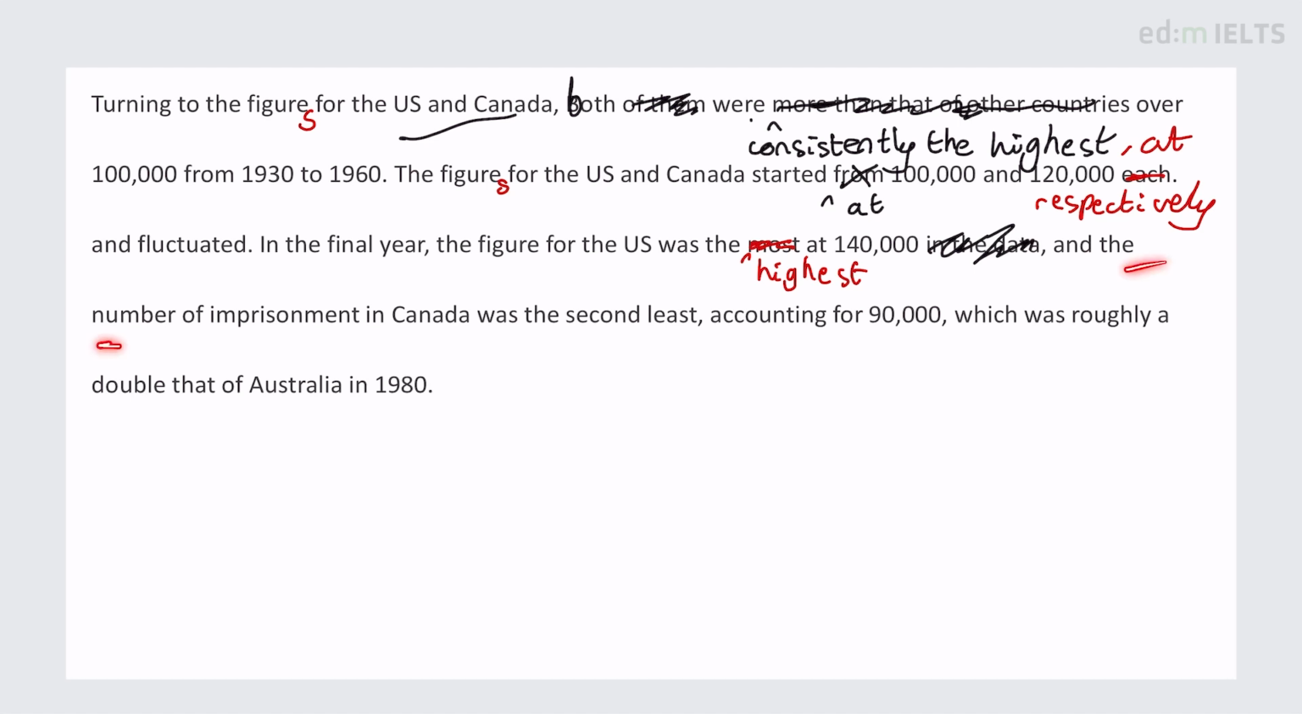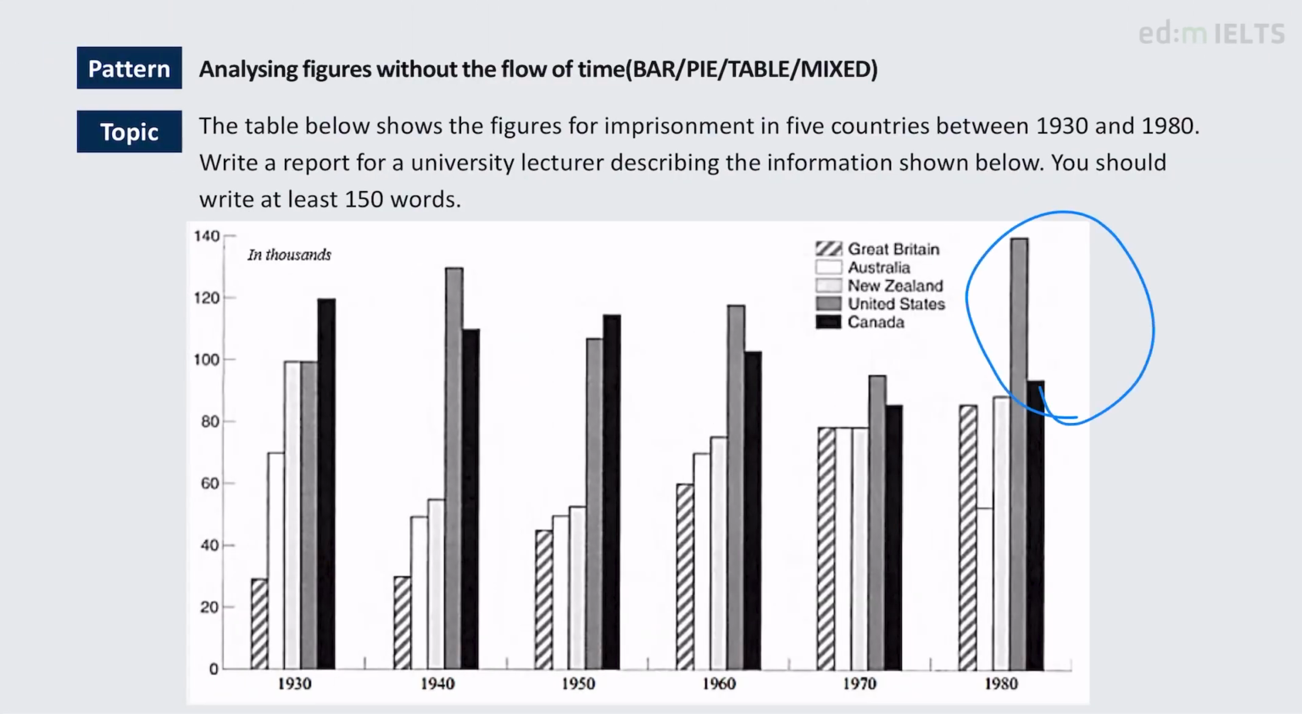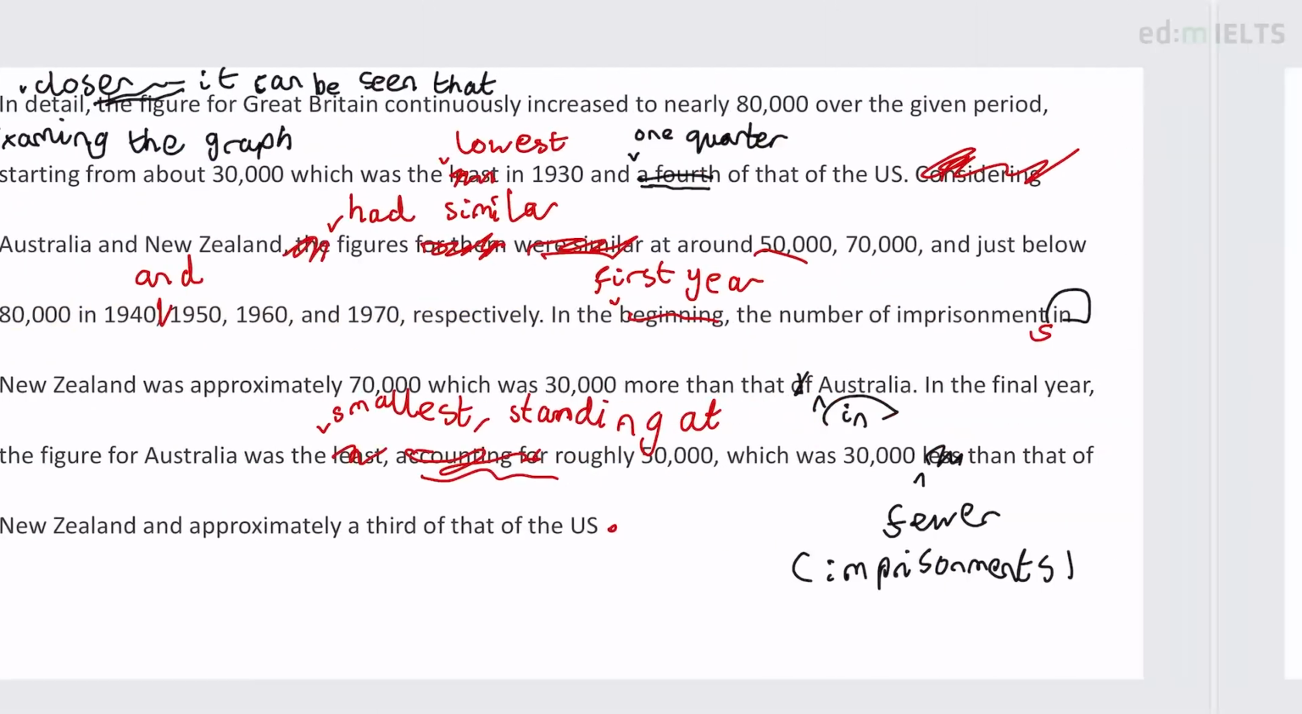And the number of imprisonments in Canada was the second least. Well, it would be lowest, but it's just a problem with the logic. It's actually the highest. It's a factual error. Again, I just think the student's running out of time, but it's the second highest, not the second lowest.